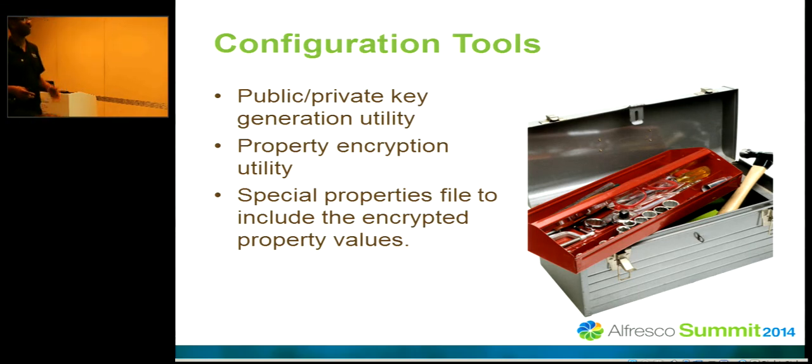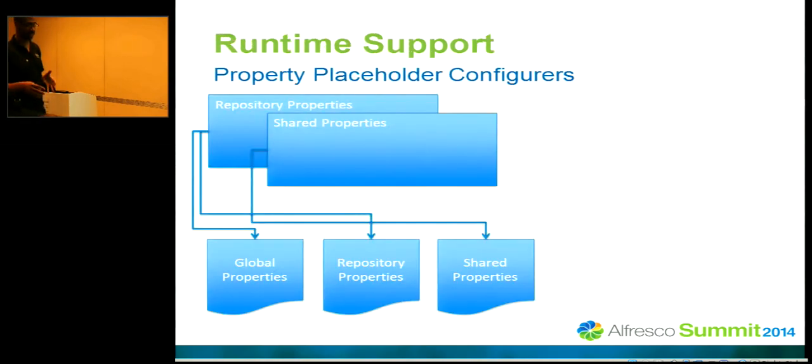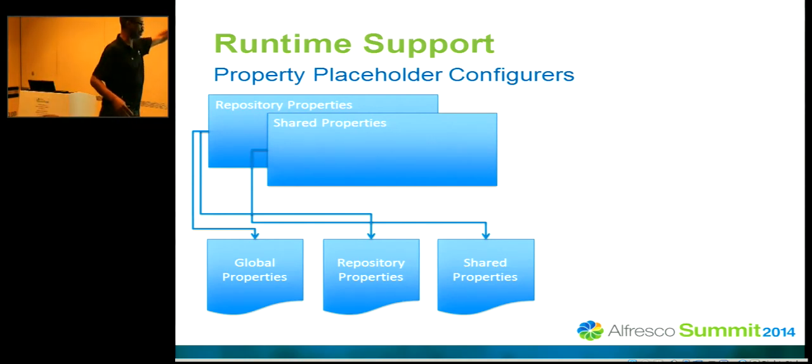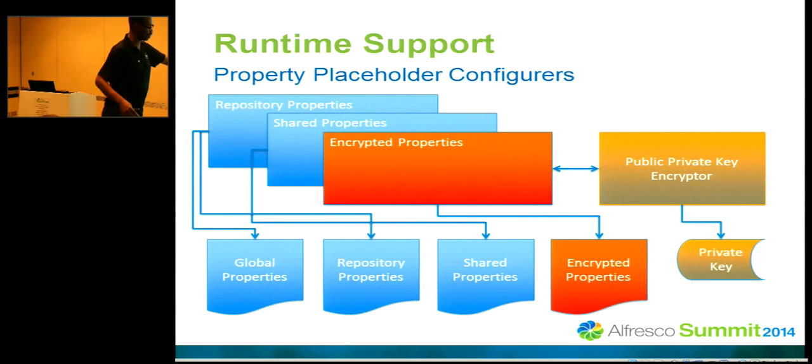Now, we have to provide some tools. We have a public private key generation utility that generates those keys. We have a property encryption utility that can take the private key, the public key, and generate the encryption. And then we have ways to actually include those files. We have the property placeholder configurers that we use for the repository properties, the shared properties. And so you see global properties, repository properties, and shared properties come in that way. We also have encrypted properties that have a special extension of these placeholder configurers, and they use the public-private key encryptor to actually load up the encrypted properties.